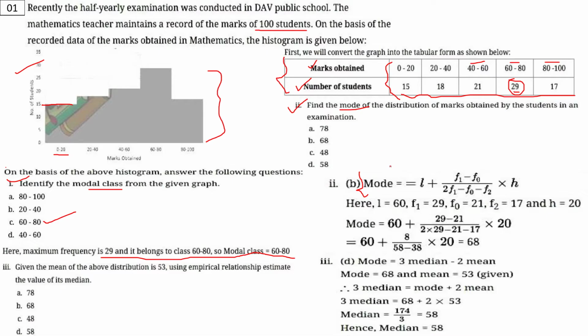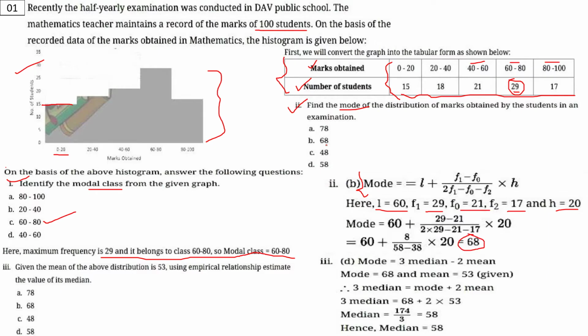Just a second. You read the formula in a flow. Mode is equal to L plus F1 minus F0 upon 2F1 minus F0 minus F2, into H. Now search all the elements. What is L in this case? 60. Very good. F1 is 29, F0 is 21, F2 is 17, and H is 20. Very good. When you put all the values in the formula, you obtain the mode.